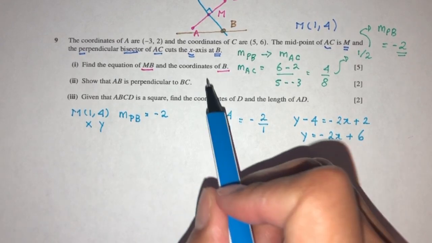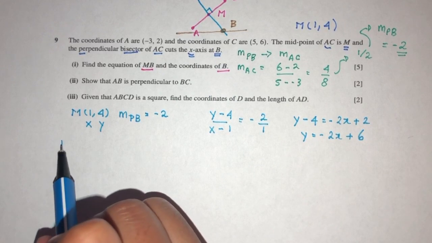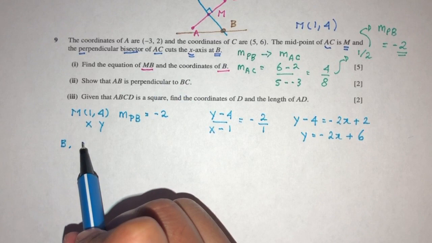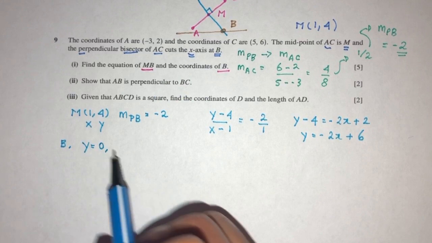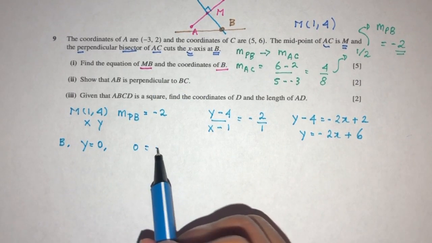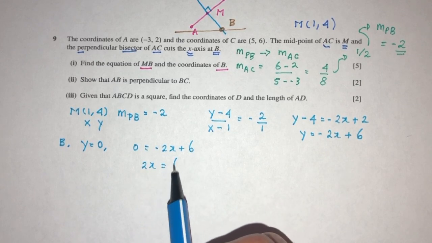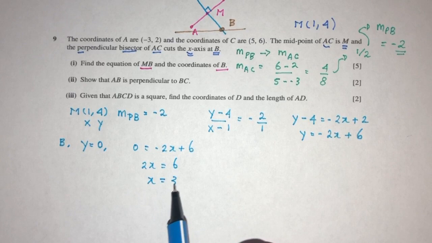Now, we have to find the point B. So we know that point B is on the x-axis, right? On the x-axis, the value of y has to be 0. Replace, you will have 0 equals -2x plus 6. So 2x will be 6, so hence x will have to be 3.